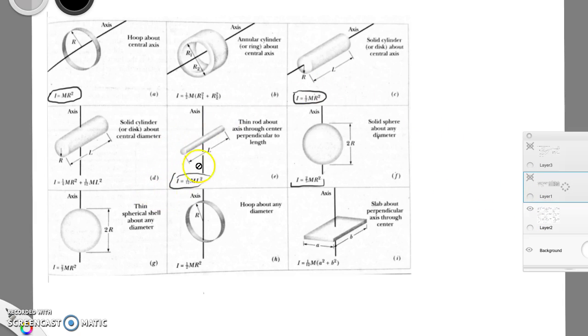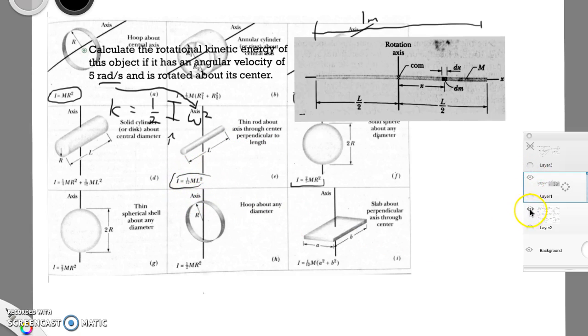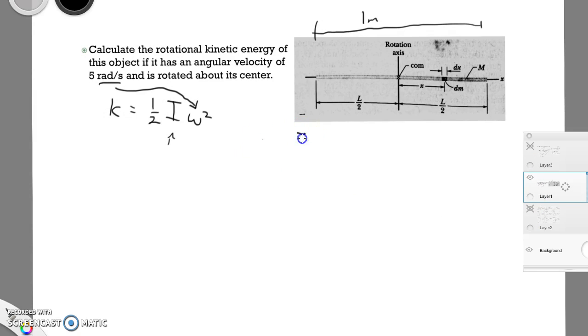If we look for a thin rod about an axis through the center perpendicular to the length, it says that we get 1/12 mL squared for the moment of inertia. So we're going to come back over to here and say I is equal to 1/12 mL squared. Then K is equal to 1/2 times 1/12 mL squared times omega squared. We're going to take 5 radians per second and put in for omega.